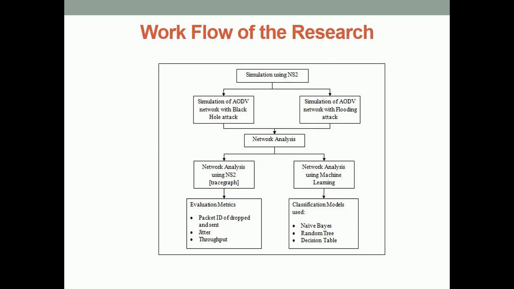The following flowchart represents the workflow of the thesis. Initially, two different networks using the AODV protocol have been simulated with black hole and flooding attack. After the simulation, two different files are obtained as a result. The first file is the trace file, and the second file is the network animator file. The trace file allows the analysis of the network traffic using machine learning, and the network animator file allows graphical analysis of the network.